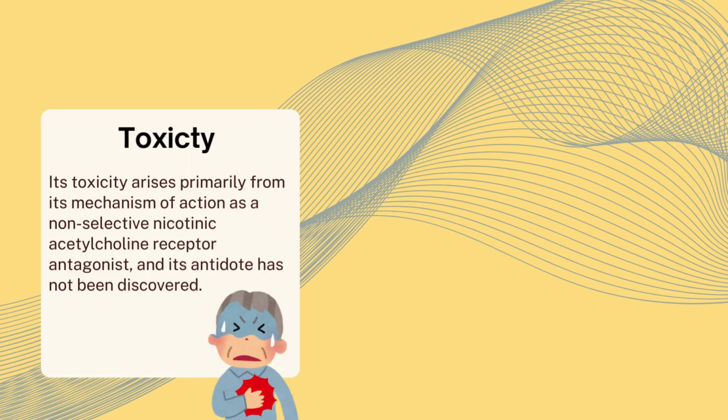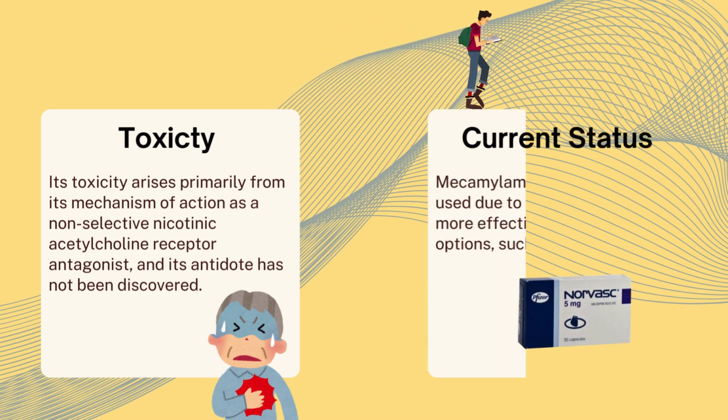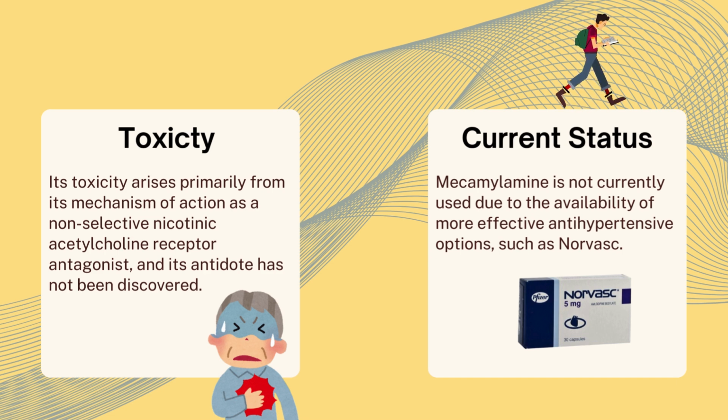Its toxicity arises primarily from its mechanism of action as a non-selective nicotinic acetylcholine receptor antagonist, and its antidote has not been discovered. At last, I will tell you the current status of this drug. Mecamylamine is not currently used due to the availability of more effective antihypertensive options, such as Norvasc.